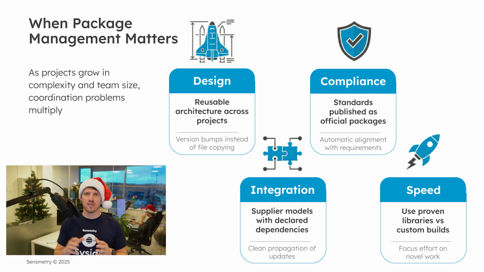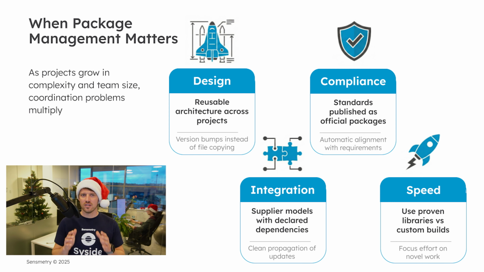For compliance, your automotive OEM maintains strict modeling standards for safety-critical systems. They are published as an official package. Every new vehicle project imports them, the same baseline, and thus automatically stays aligned with the requirements. You are integrating subsystem models from 3 different suppliers. Each delivers their work as a package with explicitly declared dependencies. When they update interface definitions, the new version propagates cleanly to your integration environment.